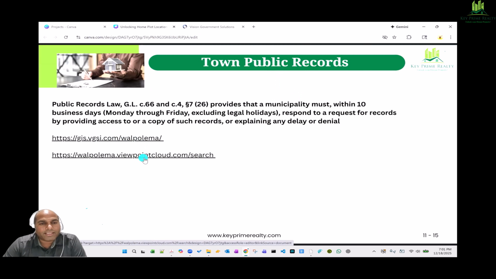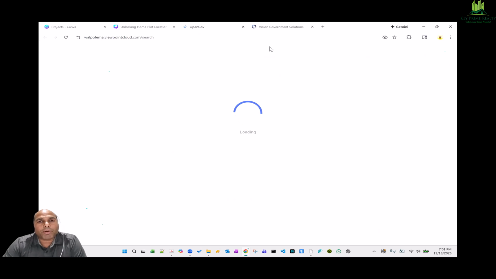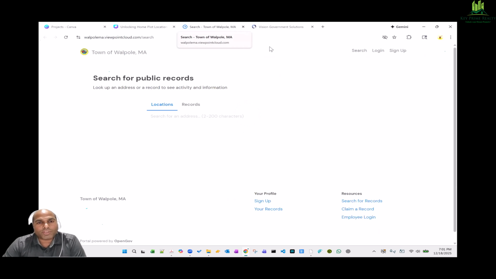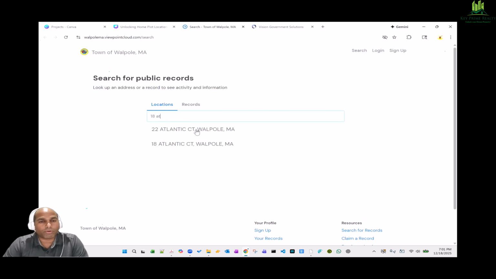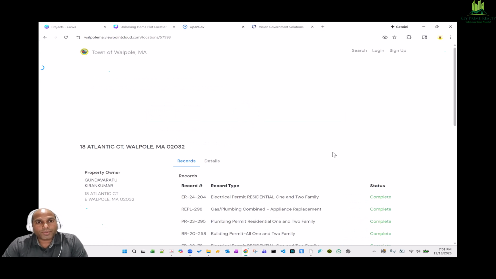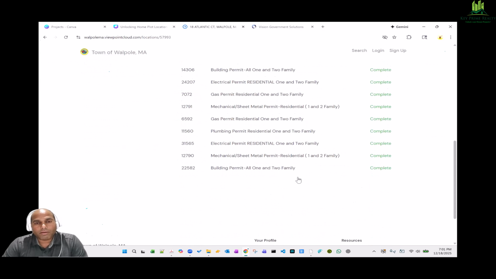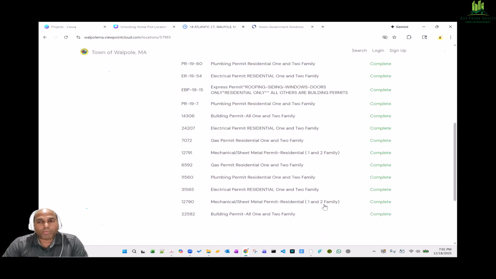Okay, so that's public records. And then this is the permits search. So most towns have adopted one or the other online permitting system these days. Okay, so this is quite useful to see when you are purchasing a piece of property. You go to the search and then you just find out, I don't know, say 18 Atlantic Court. You see that it's clean, right? Every permit that has been opened is closed.